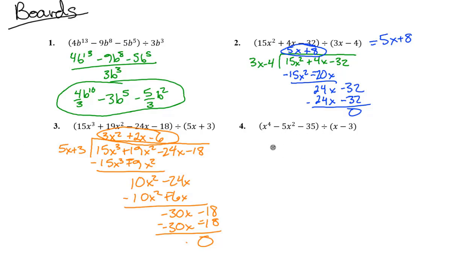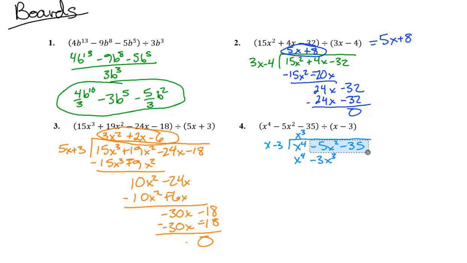This is x minus 3 goes into x to the 4th minus 5x squared minus 35. All right, x goes into x to the 4th, x cubed times. And we get x to the 4th minus 3x cubed. Ooh, you'll notice this is a little bit of an issue. If we subtract, these are not like terms. So there is a way to handle this. And let's just do that.